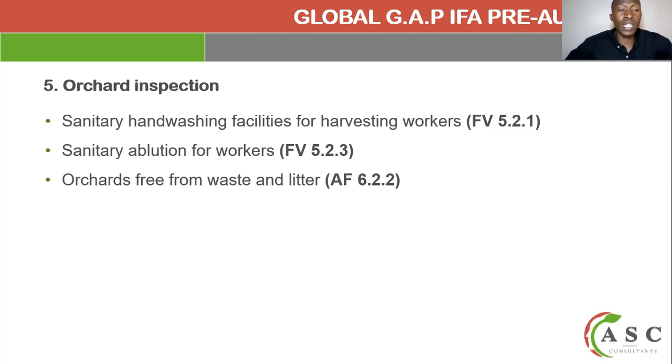Wherever you are digging a hole for your citrus waste, it must be at least 100 meters away from the orchard. Like I said, special attention must be paid to non-degradable waste such as your glass, your metals, as well as your plastic. So your orchard must be free from those types of waste.